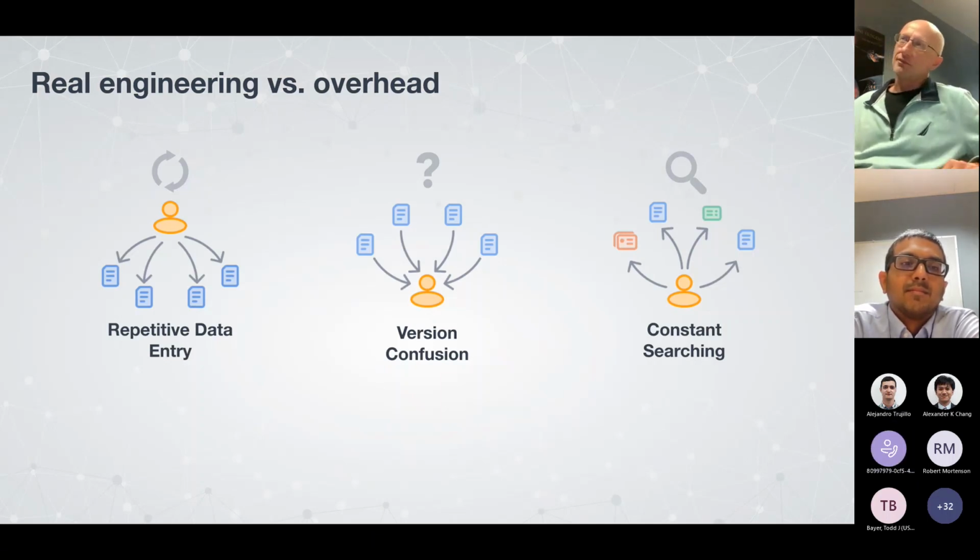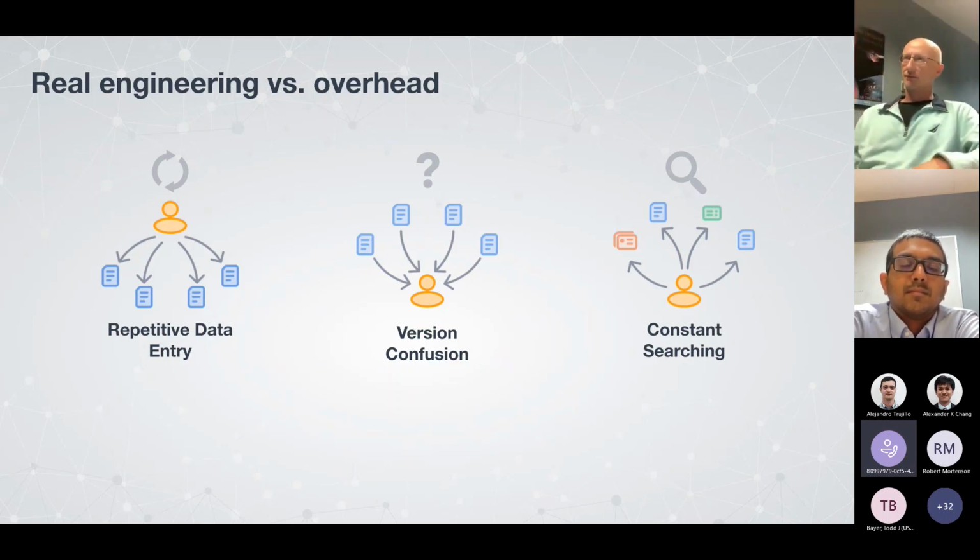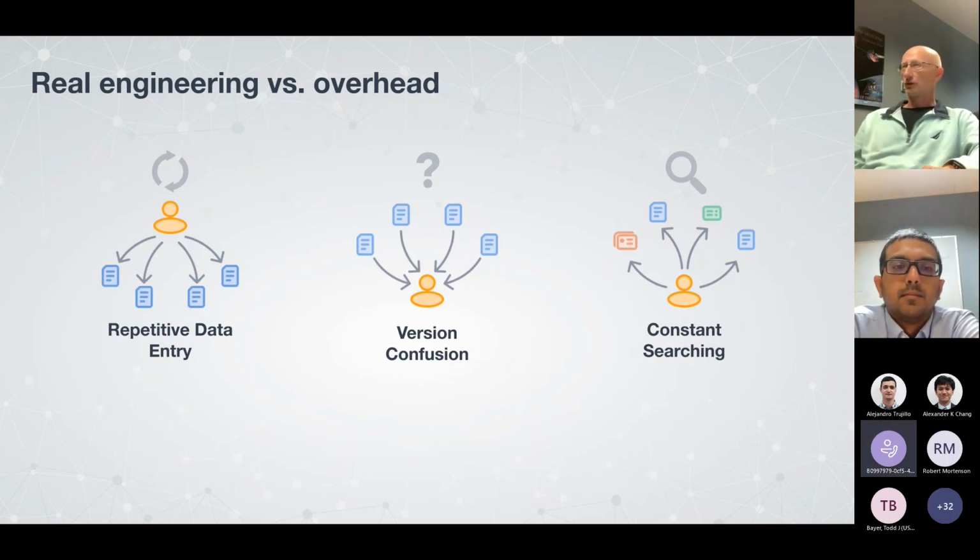And this maze that you saw before can be reduced to three things, which is the ratio between real engineering versus the overhead. There's repetitive data entry, right? You have to enter it in one Excel sheet typically, then in another one, and then it has to be consolidated. Then there's version confusion. Which one is the right version that I have to look for to do my analysis? And the constant search for that information in all those documents and in the models and in the PowerPoint, right? So you spend a lot of time entering data, identifying versions, and searching for the right information.